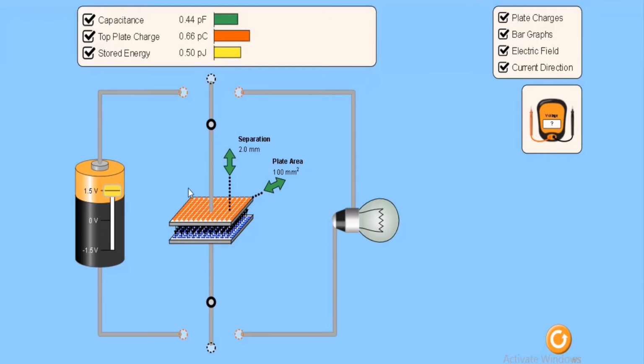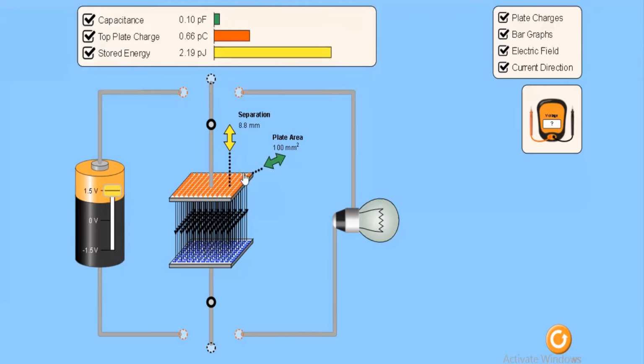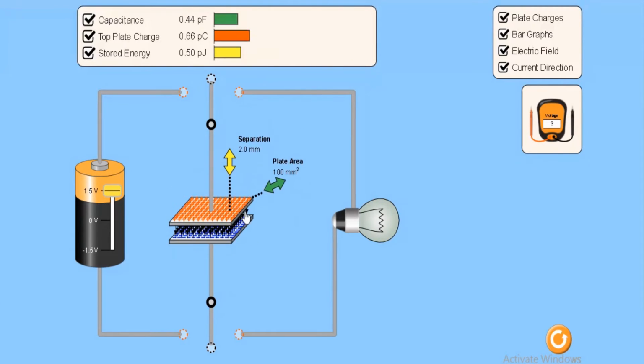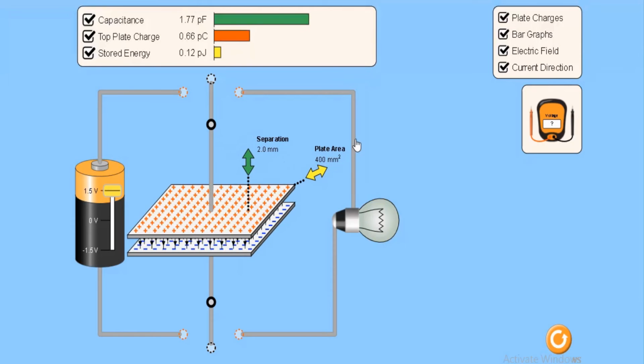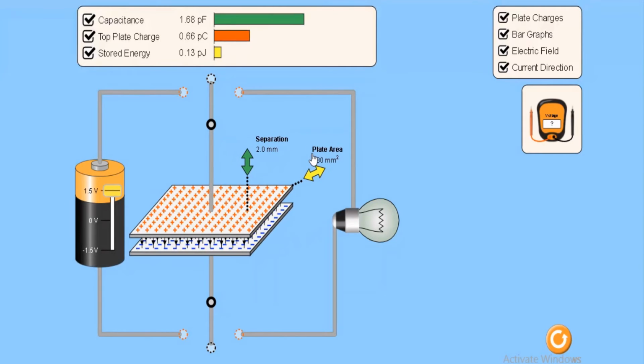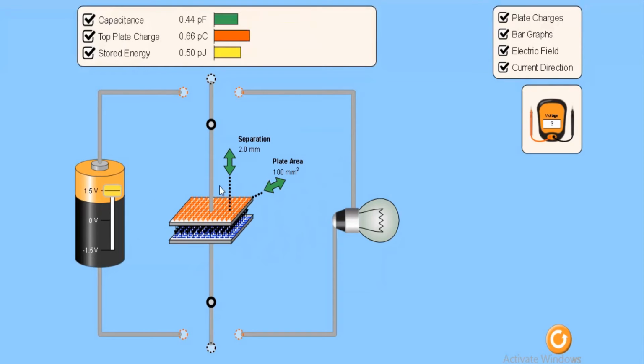Yung charges na nasa plates. Kahit baguhin mo yung distances, the same pa rin yung plate charge, but nag-iiba yung values ng capacitance and stored energy. Ganun din dito sa surface area.